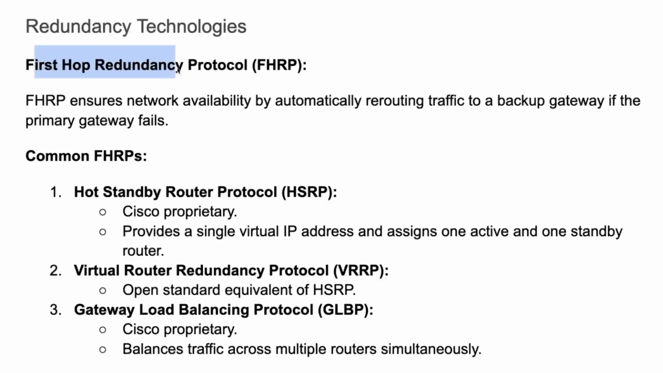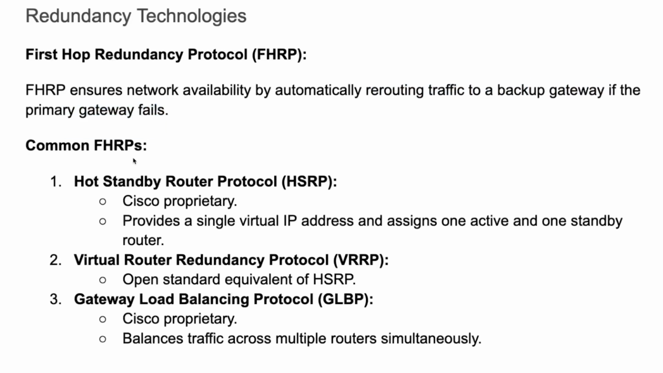So the first hop redundancy protocol, FHRP, ensures network availability by automatically rerouting traffic to a backup gateway if the primary gateway fails. Literally the same definition as any other type of redundancy, except now we're just talking about the hop itself, the actual routing of the traffic packets themselves. So the first hop redundancy protocol ensures that the network is available by automatically rerouting traffic to a backup gateway if the primary gateway fails.